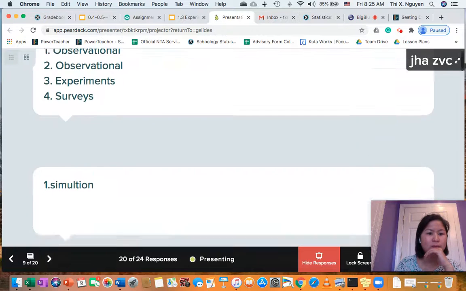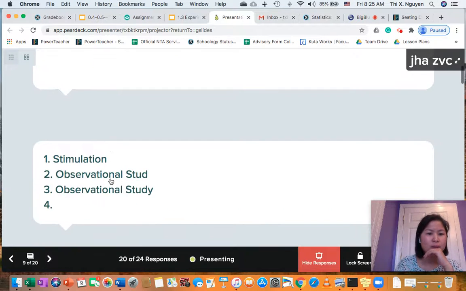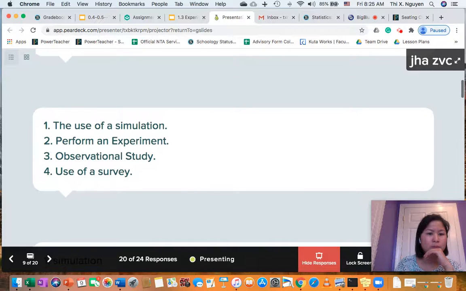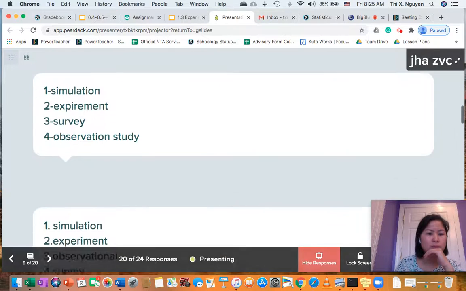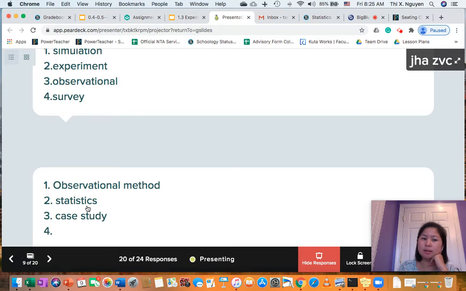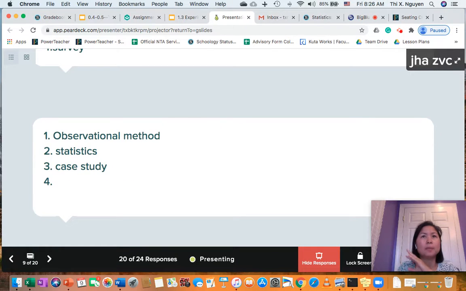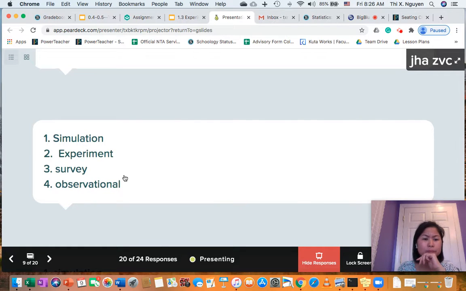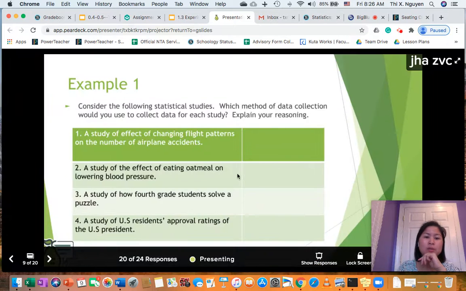Okay, this person says observational. Not yet. Observational, perform experiments, okay. We don't have statistic in here. Statistic is like an object, and case study is not one of the 4 things that we just talked about. So for this person, you used statistic and case study. That's not a full way to collect data, so you want to change that. Okay, I see a split between observation and experiment for number 2. Number 2 is an experiment.